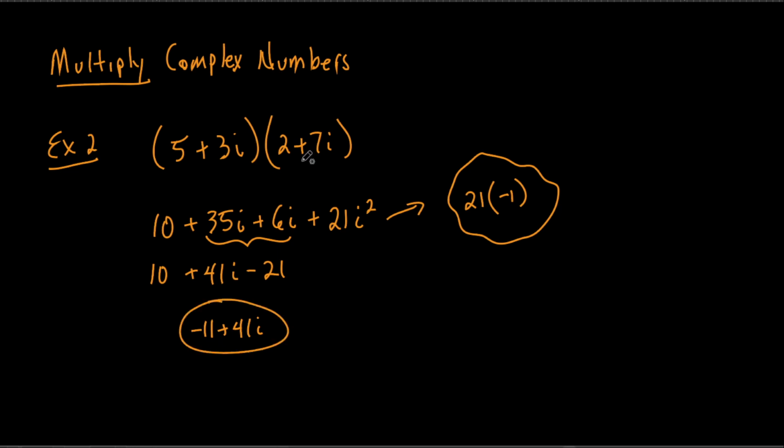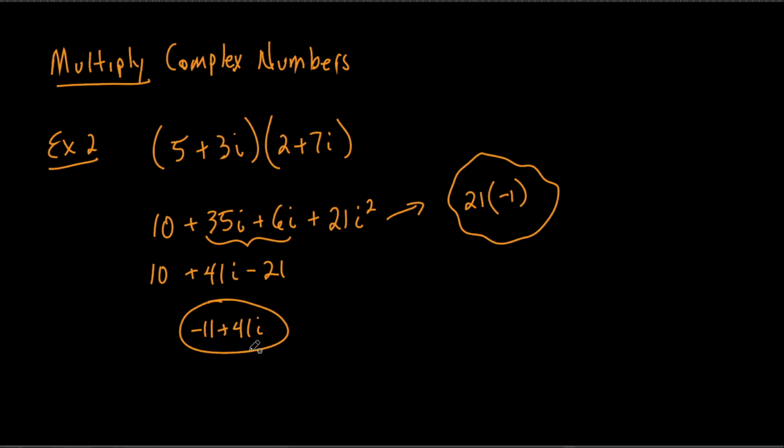So we took two complex numbers, multiplied them together, and we got a complex number. And that's your answer. You leave it like that. You can't do anything else with it. Okay, that is a number. It's one number. It's a complex number. All right, right there.